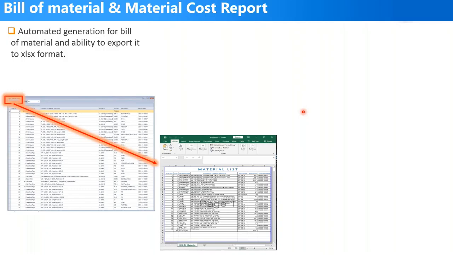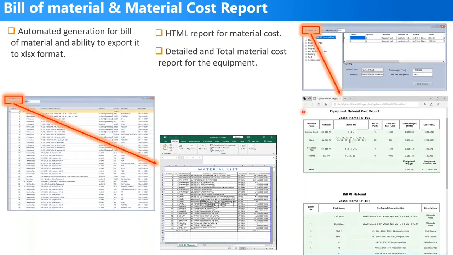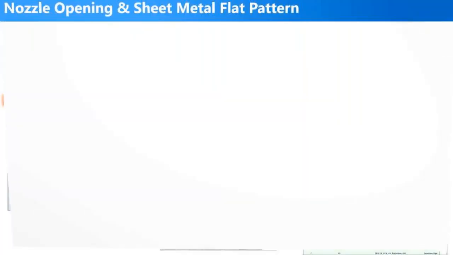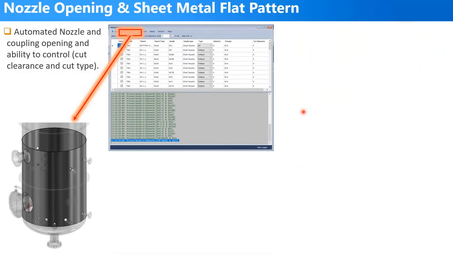If another department needs this Excel to get some information, you can use it. And you have the ability to create a material cost report for your equipment by defining the price of each material per ton, and you have the ability to export it in HTML format. Another tool in SEG is for nozzle holing. By using this tool, you can make hole openings on the sheet metal.